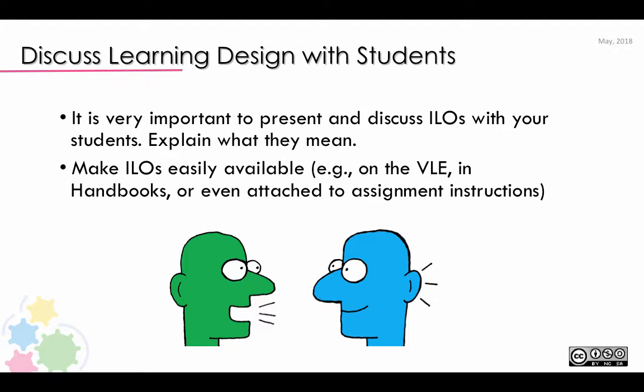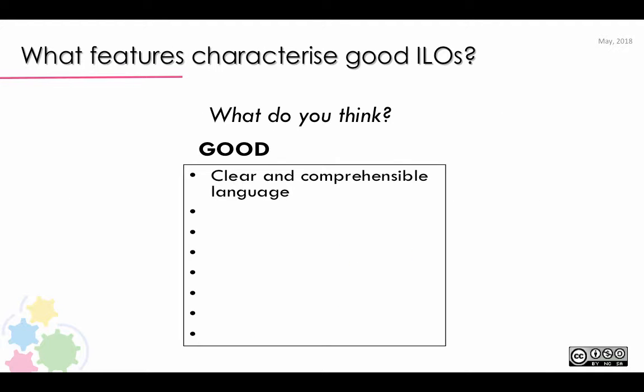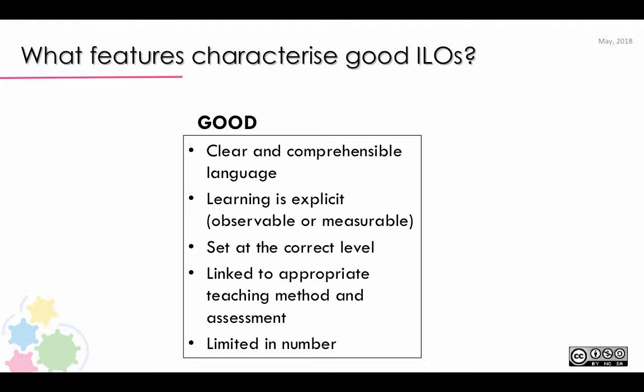Well, what features characterise good intended learning outcomes? What do you think? Pause the film and go and get a piece of paper and a pen and brainstorm what you think are the features that characterise good ILOs. I've given one example here. Once you've made a list of a few points, then unpause the film and see the list that I've constructed. Well, here's my list. Pause the film again and compare my items here with the ones that you made on your list.